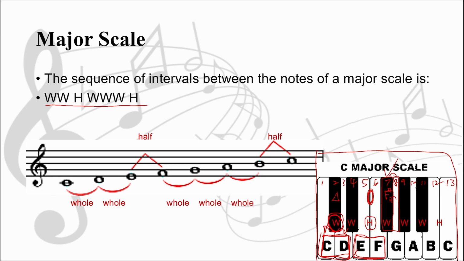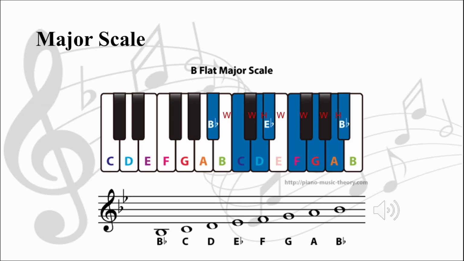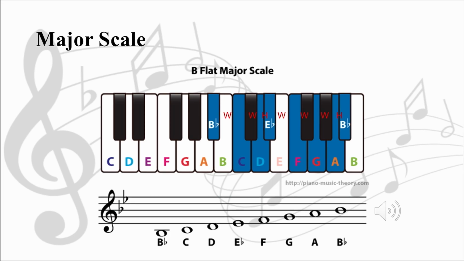So the formation, we come back to the formation of a measure scale. It should be whole, whole, half, whole, whole, whole, half. So we need to remember this. Why? Because when we come to other measure keys, for example, we come to B flat measure here, then we will see here they are different because it starts from B flat. Okay, it starts from B flat. So what is according to the formation, right? Whole, whole, half, whole, whole, whole, half.